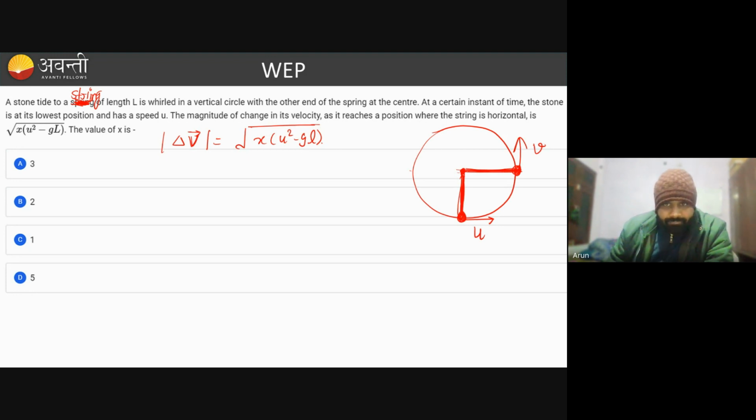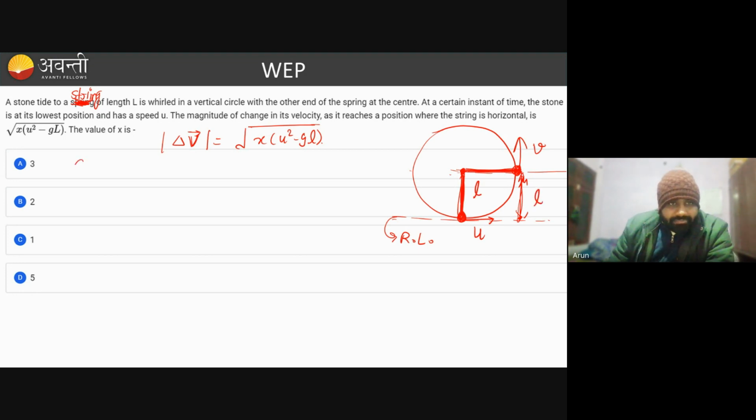Now, at the lowest position I will consider my reference line, because I'm going to apply the conservation of mechanical energy here. For the value of potential energy, we must decide the reference line. So I have decided at the bottom. And finally, I am applying the conservation of energy between this lowest position and the horizontal position. So this length is L, and this length would also be L.